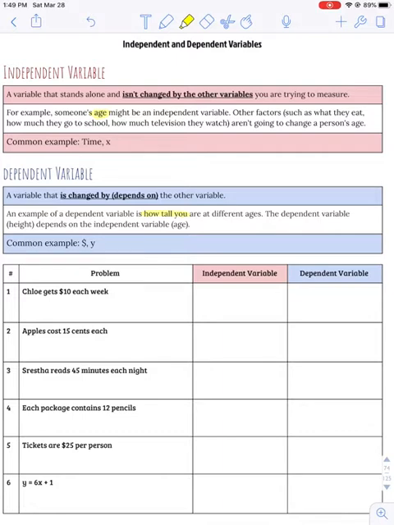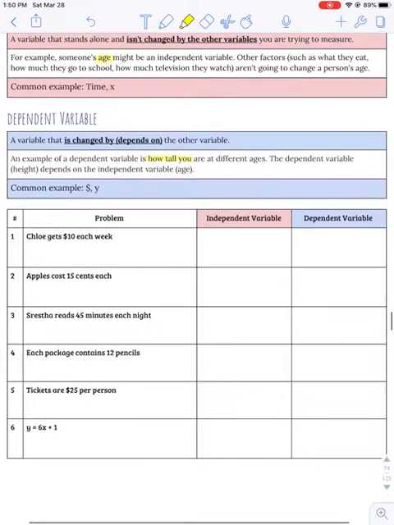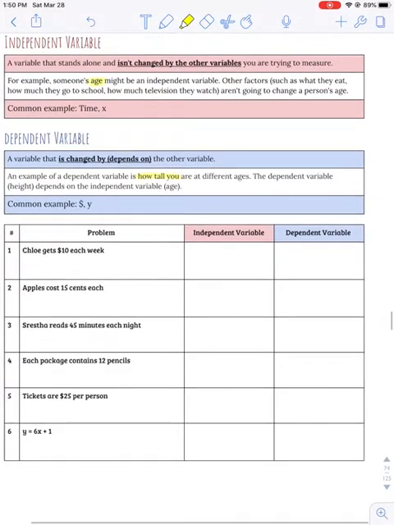As you get older, that causes you to become taller because of how biology works. And then, of course, as you're very old, like your grandparents' age, you might start to get shorter again. But height depends on age. So we're going to practice with this.